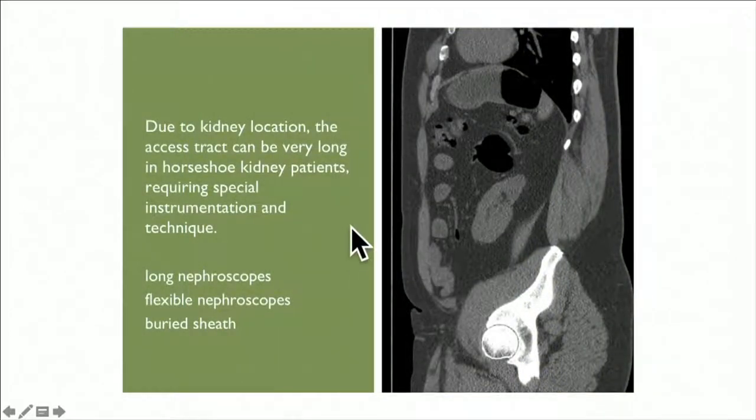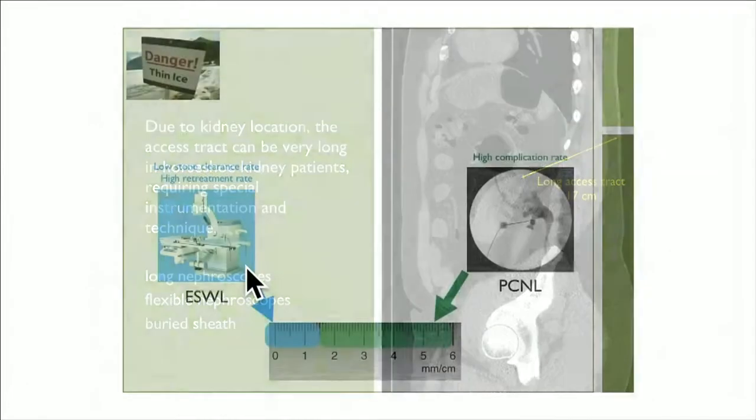Sometimes the access tracts can be very long in PCNLs in horseshoe kidneys. You may need a long nephroscope. The truth of the matter is that for most patients, you can get away with standard instrumentation. The current nephroscopes are 23 centimeters, so usually that's adequate to get to them. But it can be a long access tract.